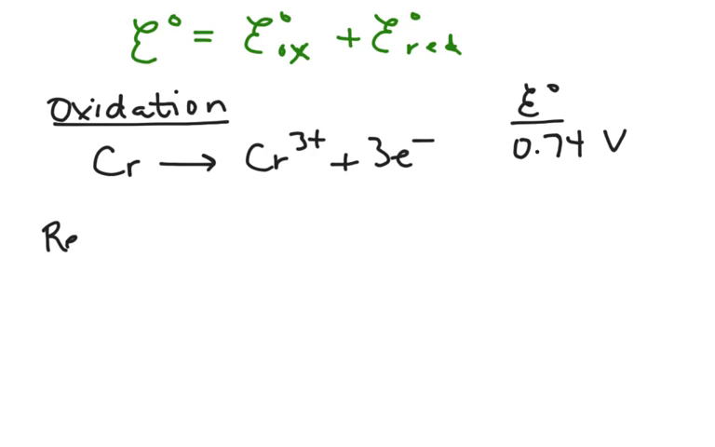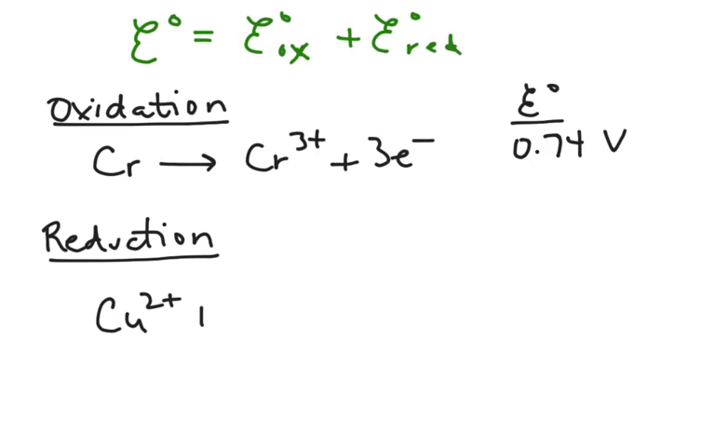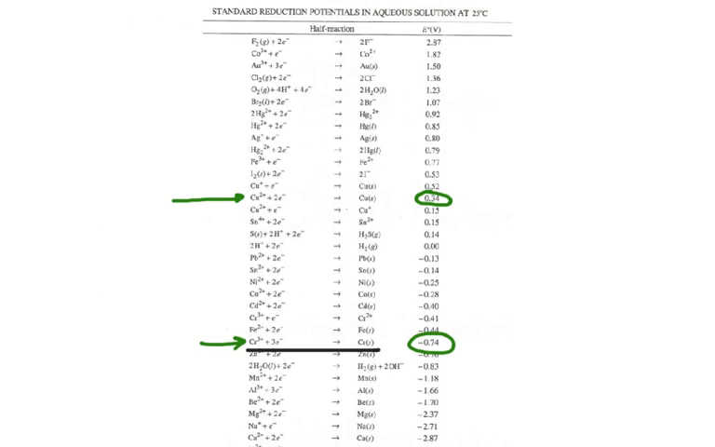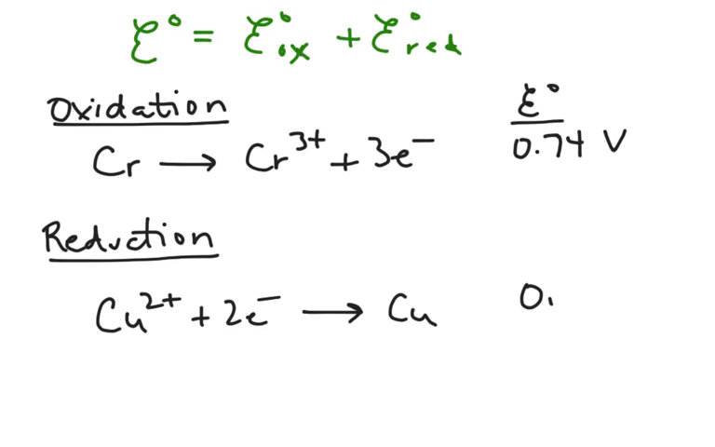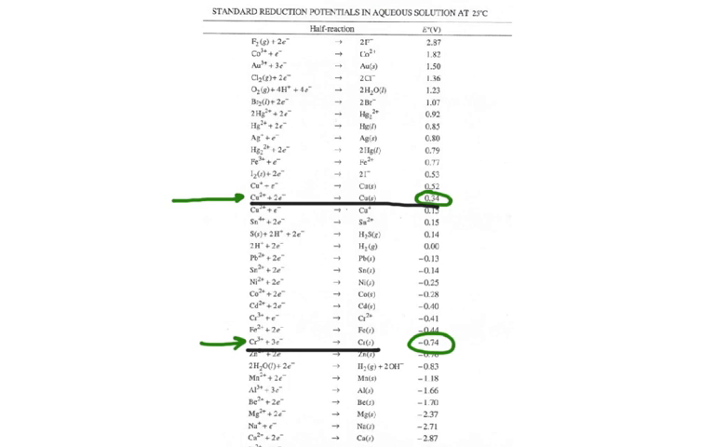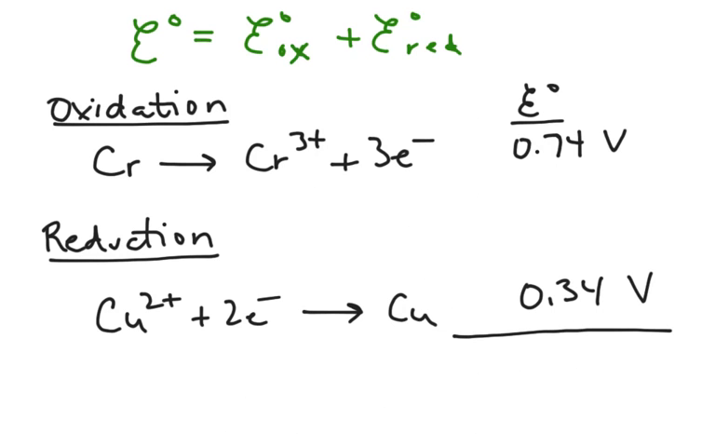We're going to apply the same methodology here for reduction. We have copper 2 plus, plus 2 electrons, going to form copper metal. And its cell potential, you can look it up right here, it's 0.34. Notice in this case, I didn't have to change the sign because my sheet is already written as reduction. So whenever you do one of these problems, remember that you're always going to have to change the sign of the oxidation piece. So now all I do to find my answer is I add them up. And I get 1.08 volts.